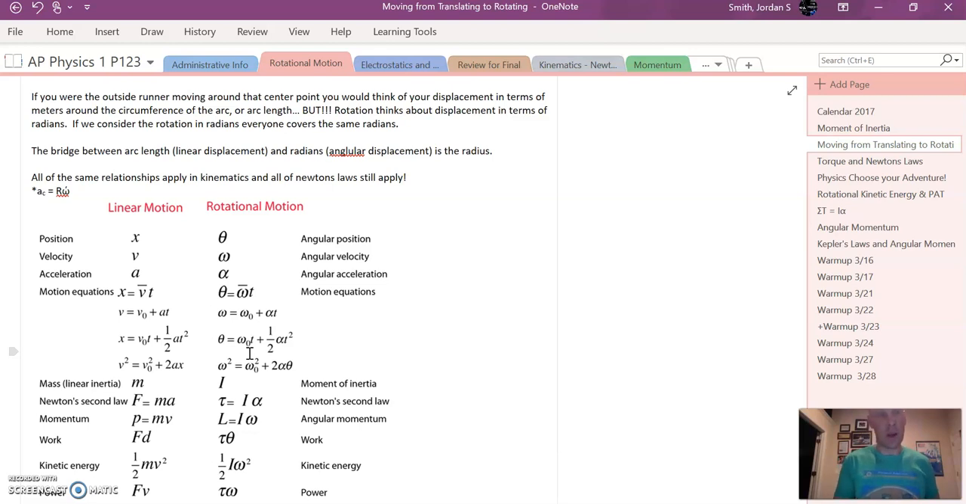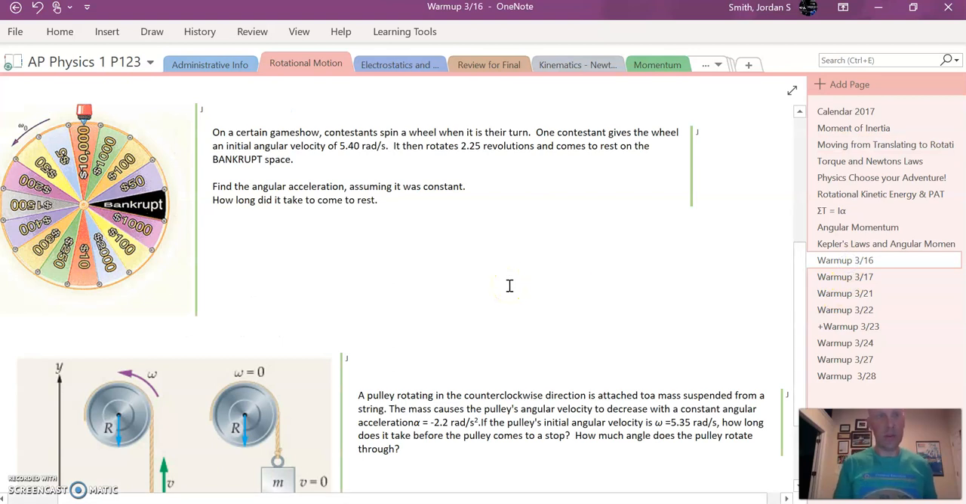Okay, moving things along, let's try a problem here. This one looks good. On a certain game show, contestants spin a wheel when it's their turn. I'm not going to say what game show it is. One contestant gives a wheel a spin with an initial angular velocity of 5.4 radians per second. So that would be omega initial, which is 5.4 radians per second. And then it rotates. Its angular displacement, or theta, is 2.25 revolutions, and it comes to rest on the bankrupt space.